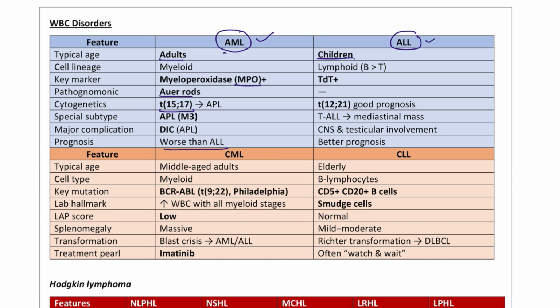Whereas in ALL, there are many types, and children are the most commonly affected, and there will be positive t(12;21), which is associated with a good prognosis and better prognosis in children. And AML, if it is less than 3 years, then AML M7 is associated with Down syndrome patients.